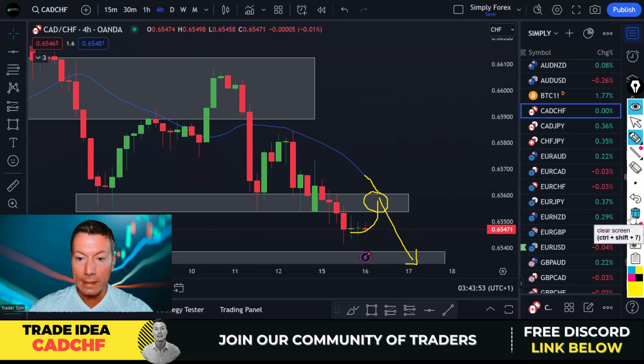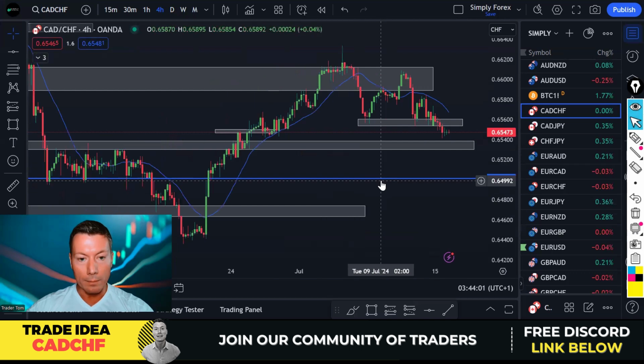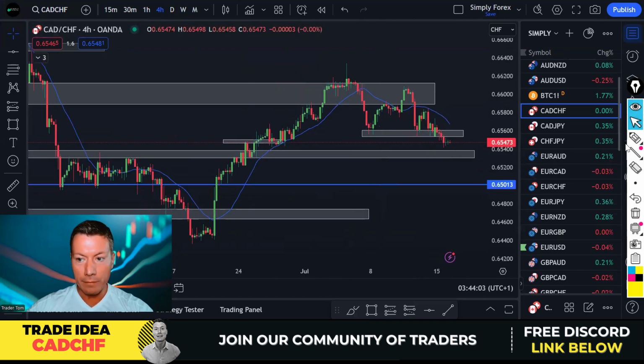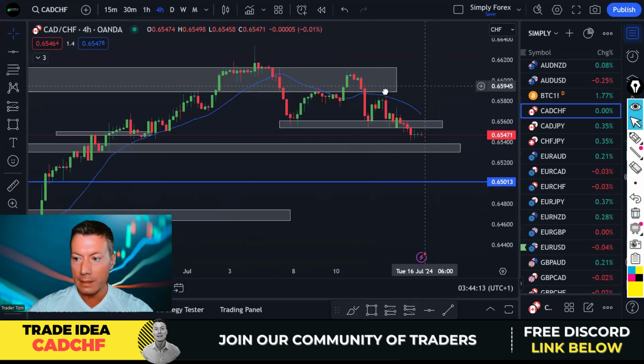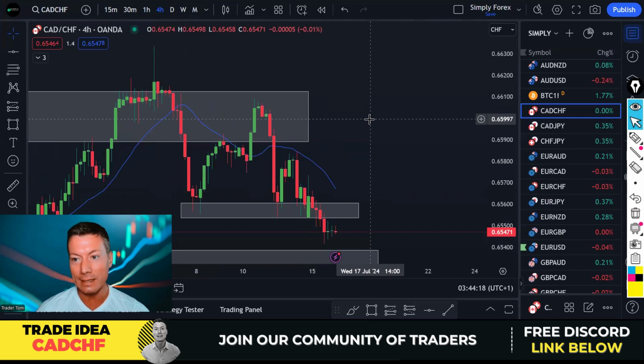Like I say, I'm already in this trade. As soon as we got a break yesterday, I entered on the H1. But I just want to point out, guys, I'm very conscious of this level here, this grey zone here. So I'm in this trade. I'll probably take some profit here and then leave some profit to run. So Canadian dollar, Swiss franc, that is my second CAD idea.